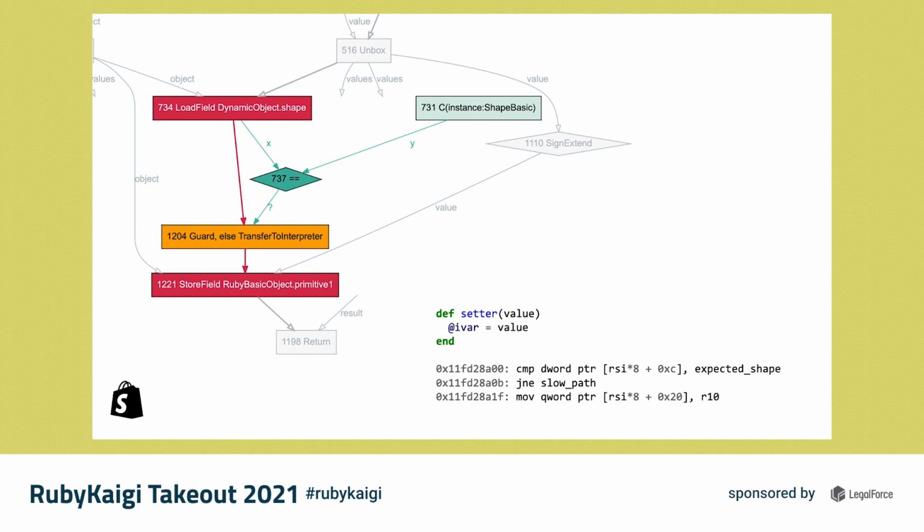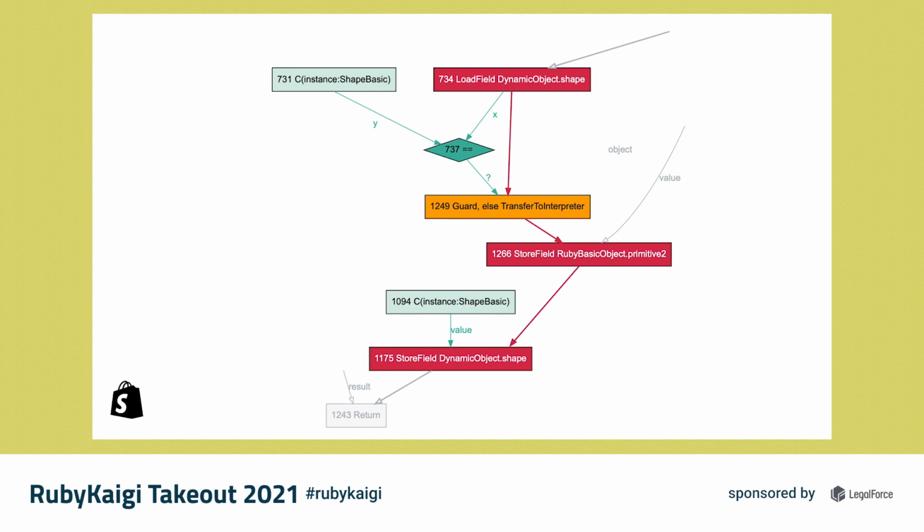Let's consider a slightly more complicated case. If the instance variable doesn't already exist, we'll now be changing the shape. We're going to follow the transition from the current shape to a new shape. As everything in the shape is hard-coded, remember we said if you know the shape, then you know everything about the shape forevermore, so is the transition. That's hard-coded as well. We now just write the new shape as well as writing the value.